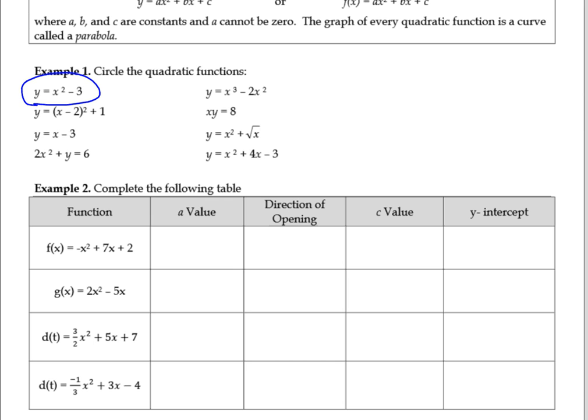How about the next one? Yes. Could it be written in this form up here, ax squared plus bx plus c? Yeah, if we expanded it, FOIL out x minus 2 times x minus 2, it can be written in that form. That is a quadratic. It's currently in what form? We've been doing it for 2 days. Vertex form. Good. Okay, the next one, y equals x minus 3. Yes or no? No. What is it? Linear. Degree 1.